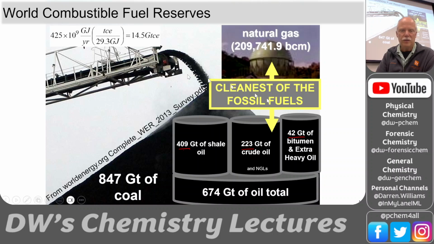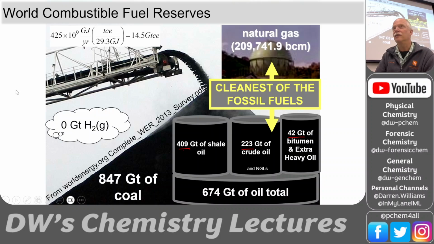Okay. So what are we looking at? We need about 14.5 gigatons of coal. We've got way more than that of coal. We've got a whole lot of oil. We've got a whole lot of natural gas. Okay. We have zero hydrogen. So even though they talk about a hydrogen economy, we don't have any hydrogen reserves. Hydrogen is a storage medium.